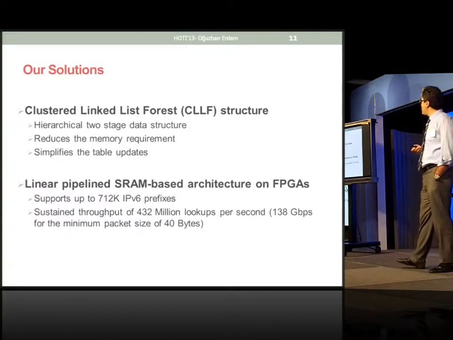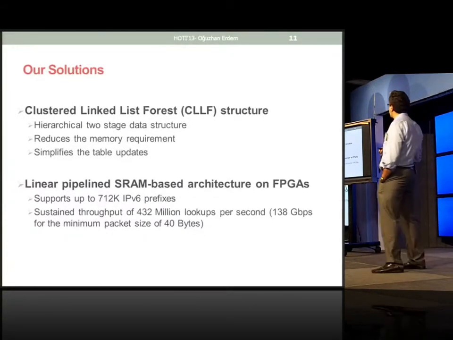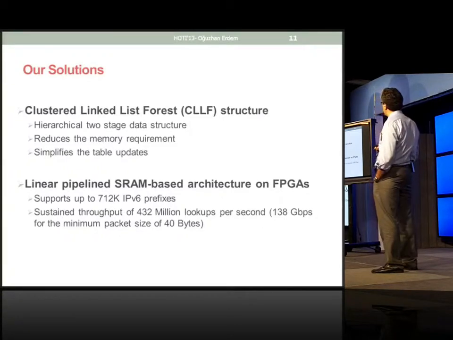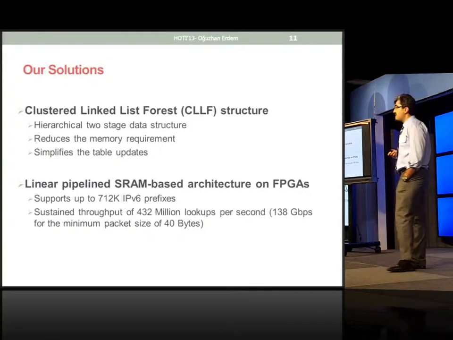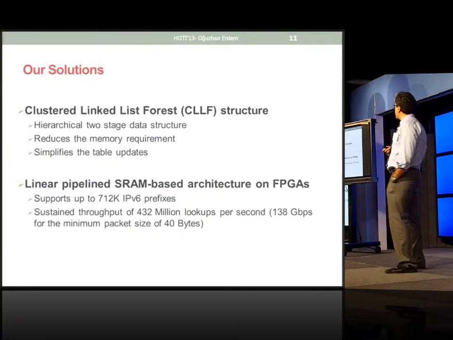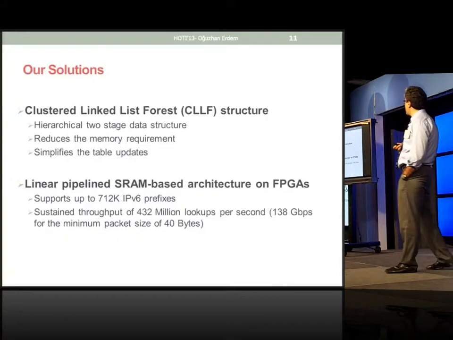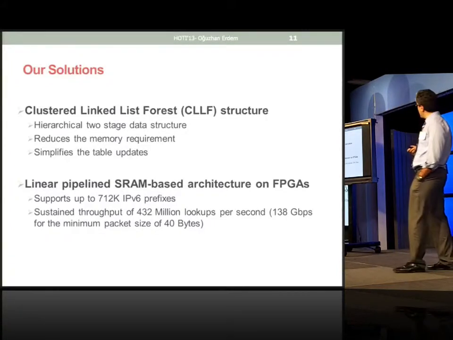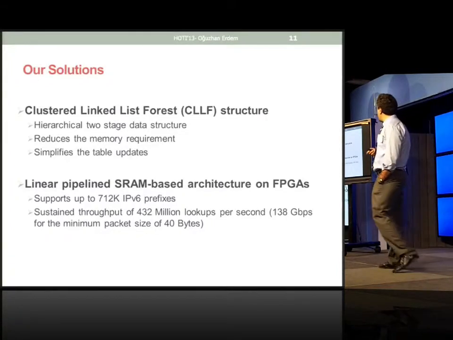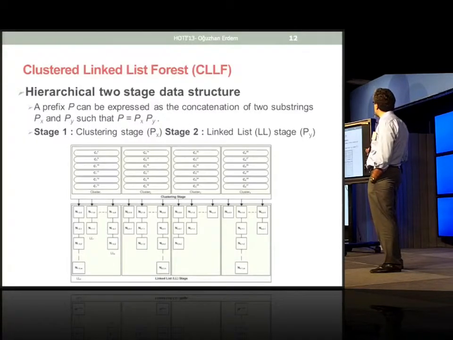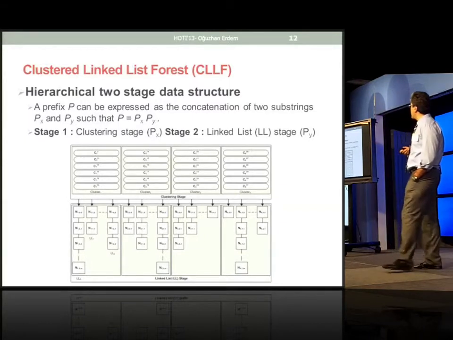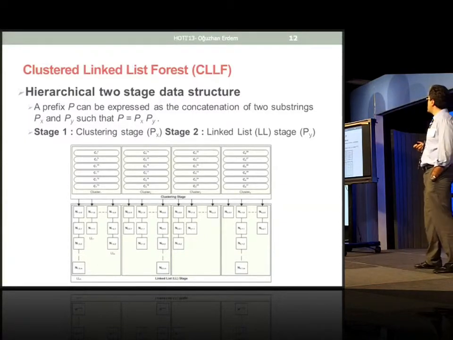In that work, we propose a data structure named clustered linked list forest, and to accommodate that data structure, we propose a linear pipelined SRAM-based architecture on FPGAs. By using a single device, that architecture supports 700K IPv6 prefixes and a sustained throughput of 432 million lookups per second is achieved. Now, how do we construct that clustered linked list forest data structure?